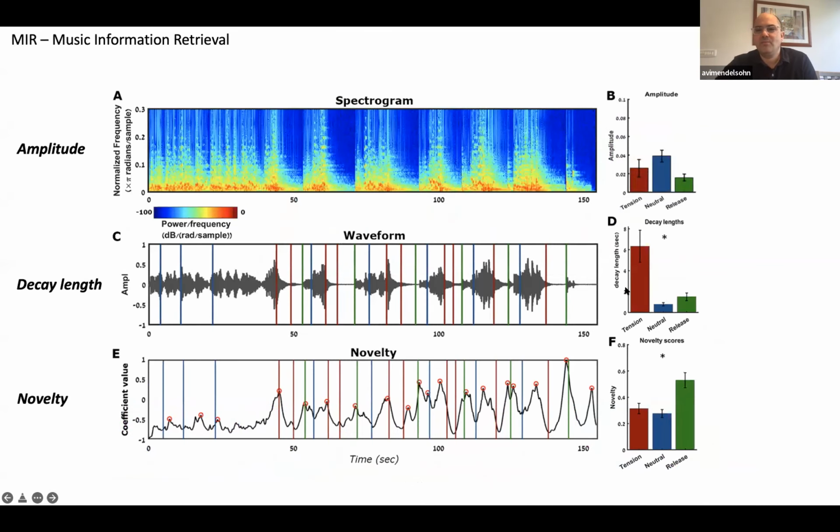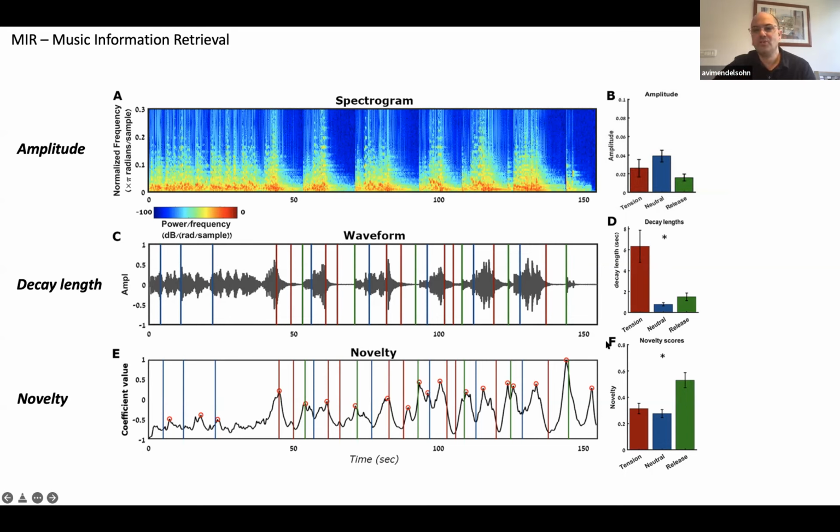So as I said, we had three main conditions. We had the tension condition, neutral condition, and release condition, which correspond to the periods within the musical pieces where we presented images of different types. I mean, the images were the same type, but the thing that changed between them was the background music on top of which they were presented. So in red here, you see the times where the images were presented during tension, in blue during neutral music, and in green during the resolution of tension.